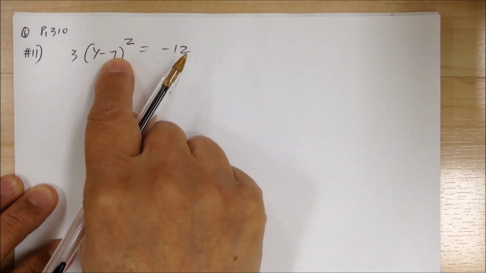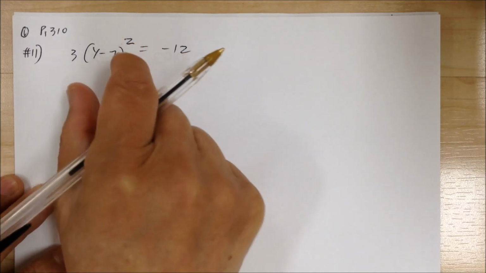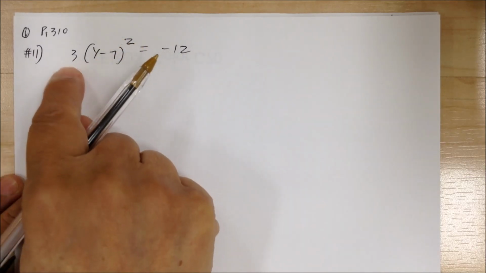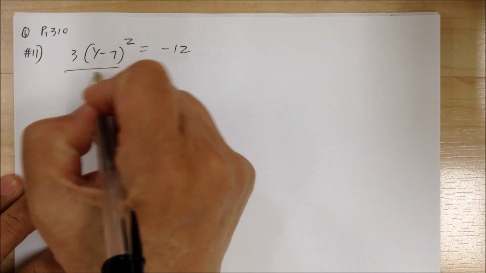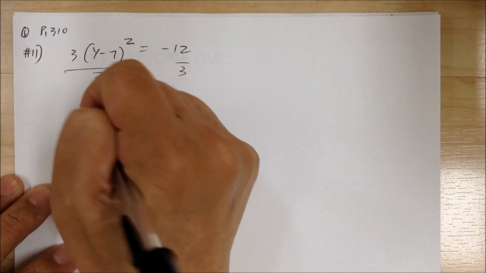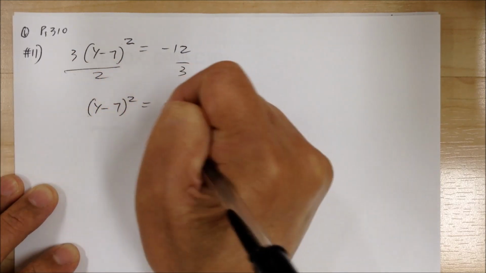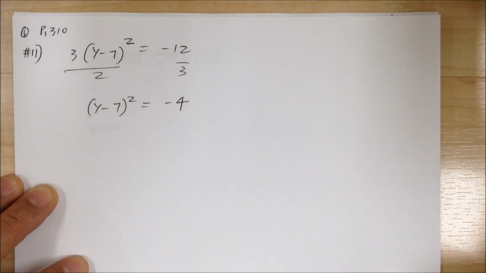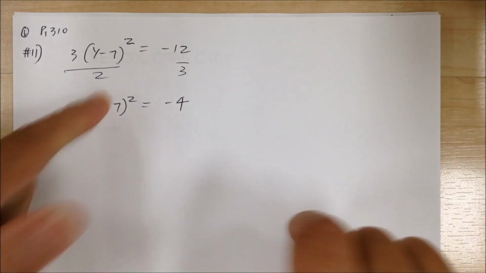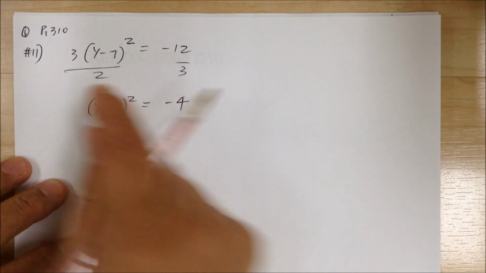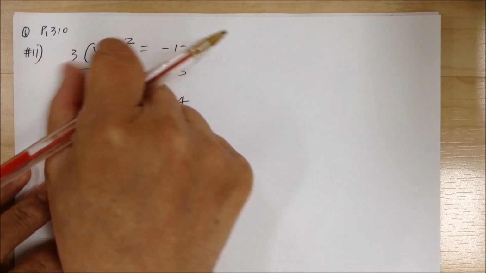So notice this is already a perfect square, so you want to keep your perfect square. So you need to get rid of this because this is not a perfect square, so divide by 3 on both sides. So you got (y minus 7) squared equal to negative 4. Then after that, now it's a perfect square, so undo the perfect square. So basically you undo the things from the outside and work your way in.